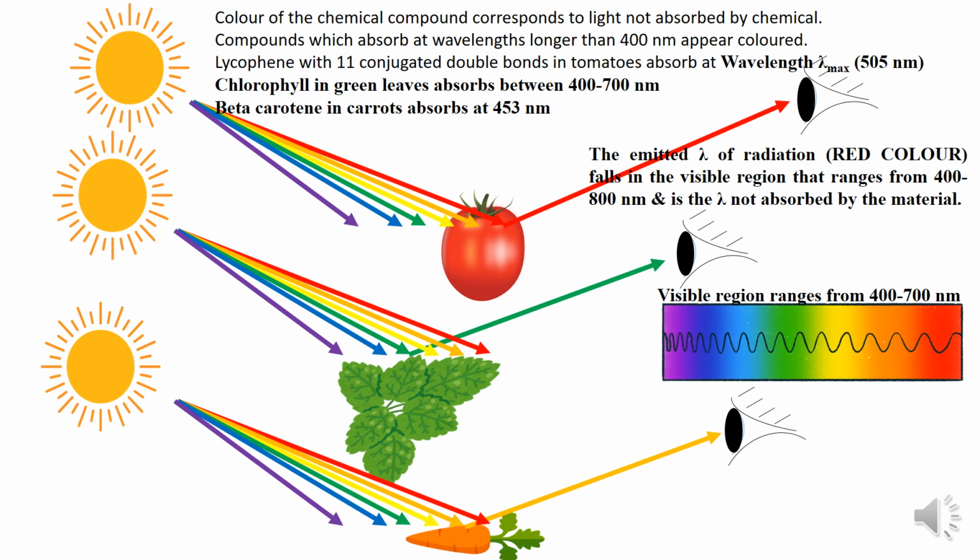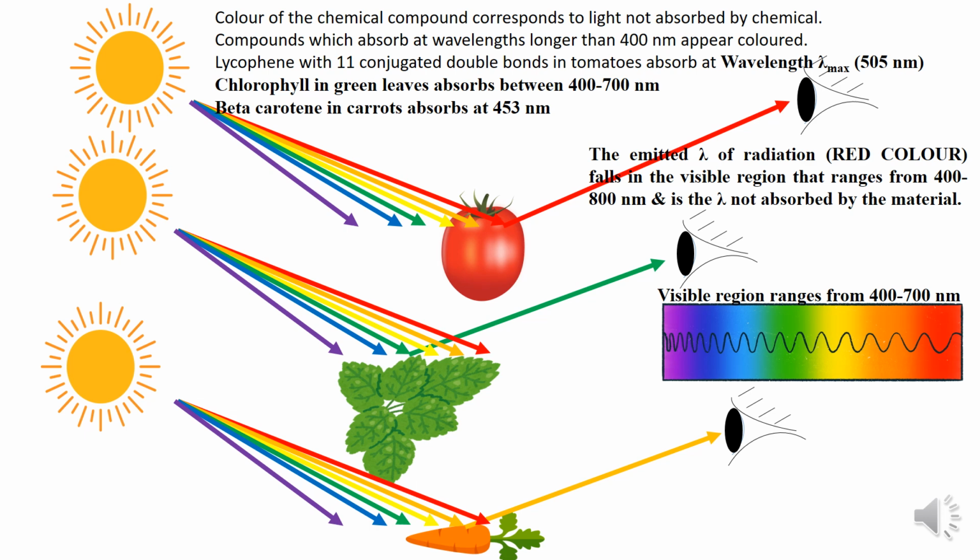So when you observe these three wavelengths, we can conclude that compounds which absorb at wavelengths longer than 400 nanometers appear colored. Why? Because wavelengths longer than 400 nanometers fall in the visible region. And remember, the visible region ranges from 400 to 800 nanometers.